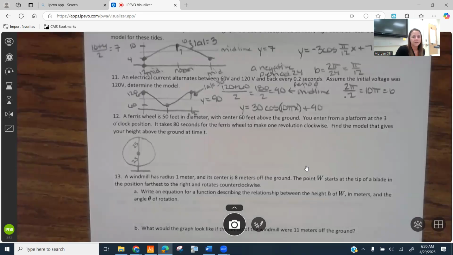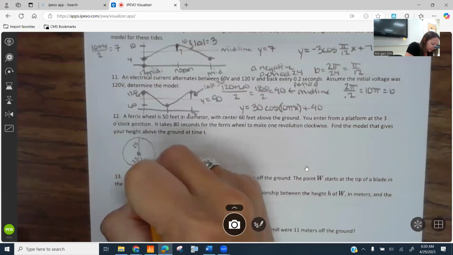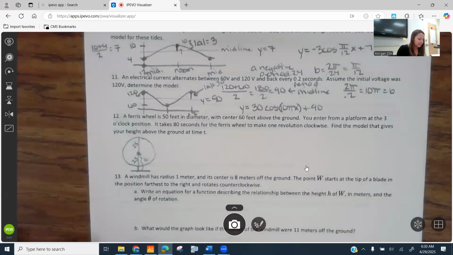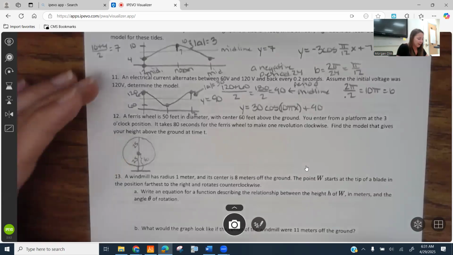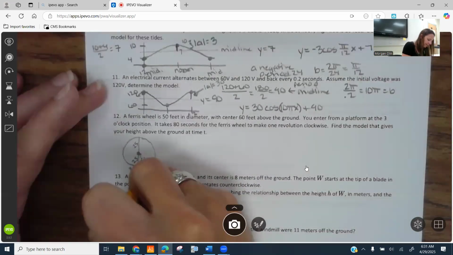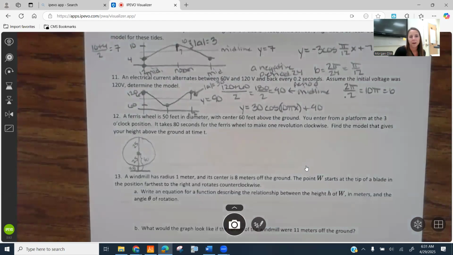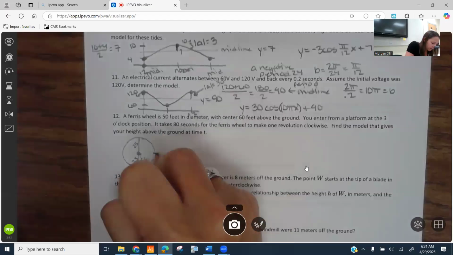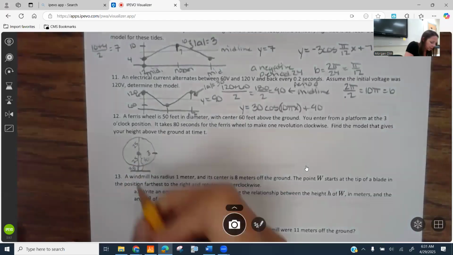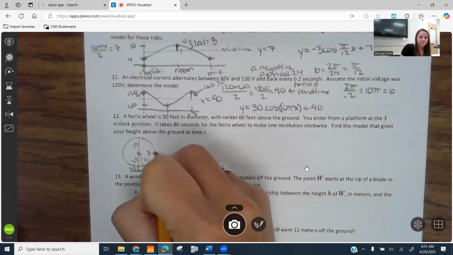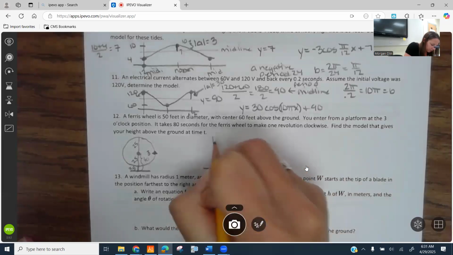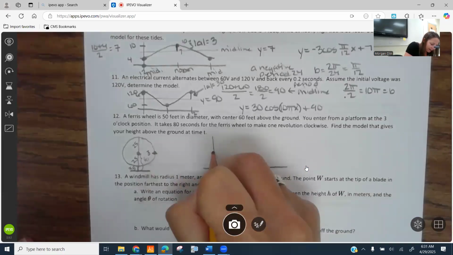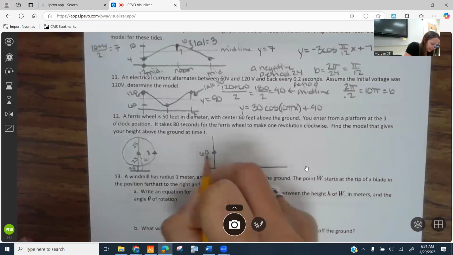With center 60 feet above the ground. So this part is 60 feet above the ground. Well, if that part's 60 feet and that part's 25, when I do 60 minus 25, I get 35. So this part right here is 35 feet above the ground. Keep that in mind. You enter from a platform at the 3 o'clock position. So if you remember a clock, this is where the 3 o'clock position is. So you're entering here, 60 feet off the ground. So now that is not my max height. That's actually my midline. I'm entering at 60.